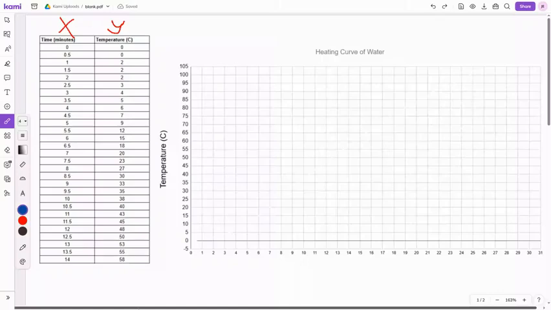In this video, I'm going to quickly debrief the lab we did last week on heating water from ice water all the way up to boiling. Now, the point of this lab was to see how temperature changed as we heated the water.